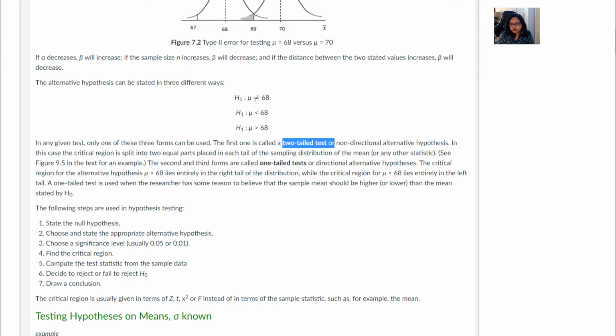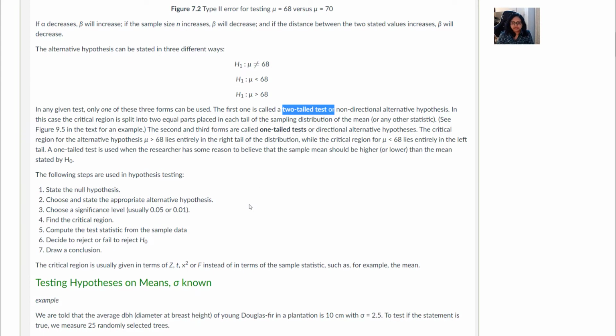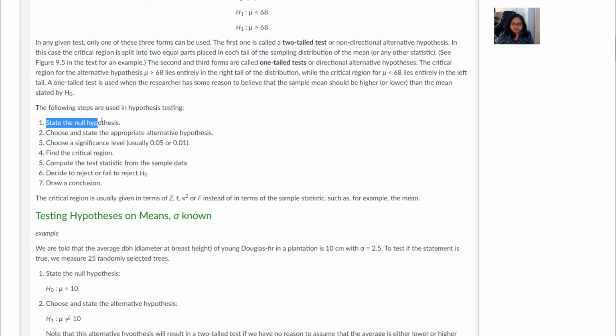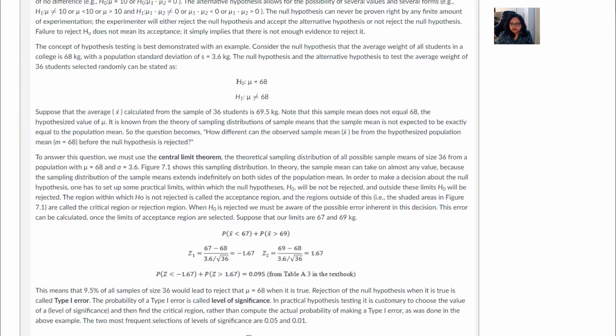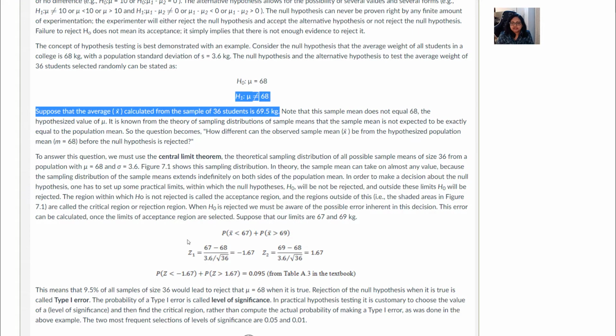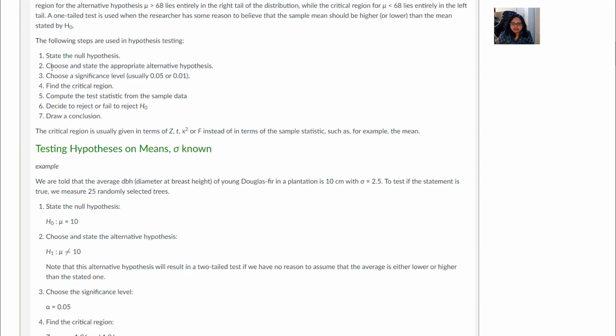So you will see that in our assignments, we are sometimes going to give you a one-tailed test, sometimes a two-tailed test. At first you need to state the hypothesis. That means the hypothesis we had was equal to 68, not equal to 68. And then you have to choose the statistic and appropriate alternative hypothesis. Sorry, we already chose that: the null hypothesis and alternative hypothesis. Then the level of significance. Most of the time it's mentioned. If the level of significance is not mentioned, then you can use 0.05. This is what we usually use, or you can use 0.01 as well.